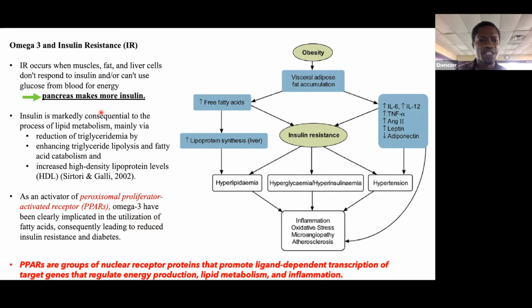Now, insulin is markedly consequential to the process of lipid metabolism, mainly via reduction of triglyceridemia by enhancing triglyceride lipolysis and fatty acid catabolism, increased high-density lipoprotein levels, such as the high-density lipoprotein cholesterol, and also being able to regulate the bad cholesterol, such as the VLDL, the very low density lipoprotein cholesterol, and the low-density lipoprotein cholesterol. But there's a particular caveat: there's a particular receptor that also functions through this cascade of reactions, which omega-3 has been found to enhance. This protein receptor is the peroxisome proliferator-activated receptor. It is a nuclear receptor protein, which is able to carefully regulate energy production, lipid metabolism, and inflammation. And it has been found that omega-3 is able to act upon this receptor.